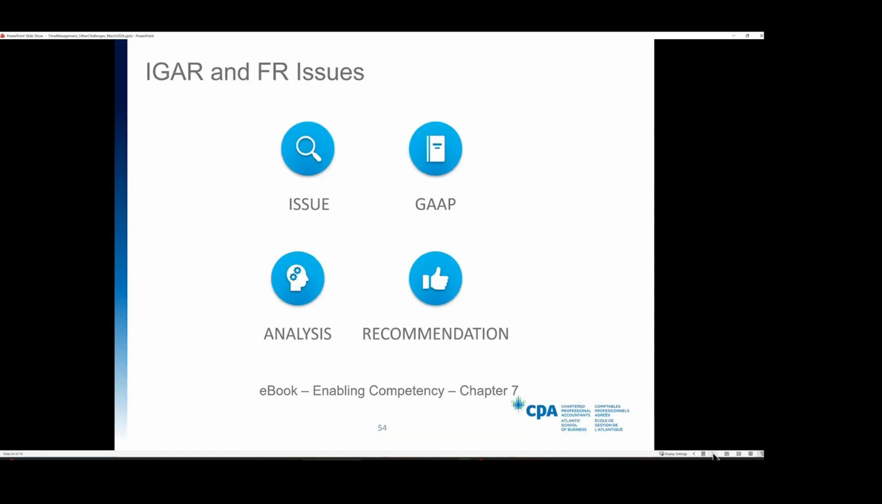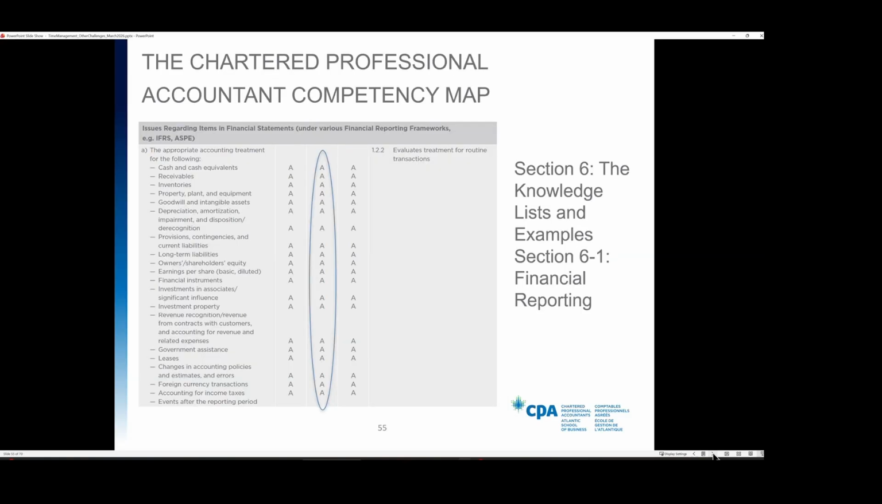So let's talk about those discussion frameworks, those structures that you should use. I went into great detail yesterday, that was the path to competent and day 2, around the structure you should use for financial reporting issues. So IGAR, I say IGAR, so issue, gap, analysis, and recommendation. I want to highlight here, I've taken a section out of the competency map. If you notice here, all of these are proficiency level A.